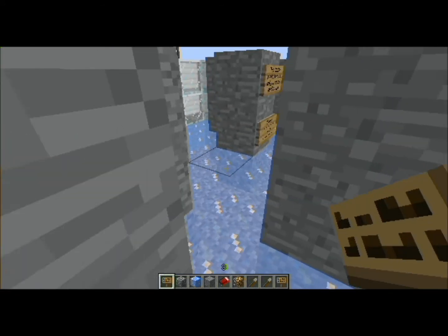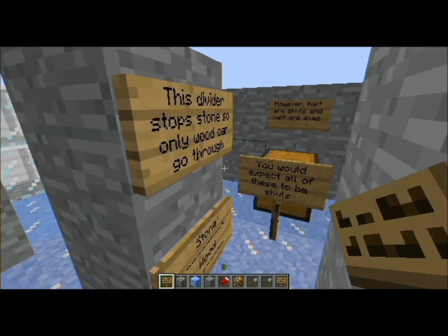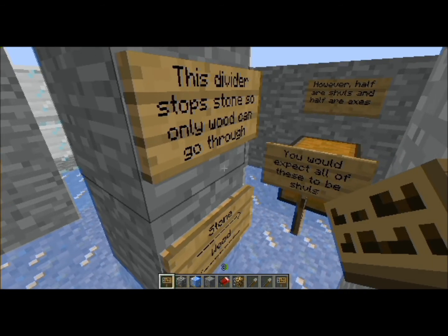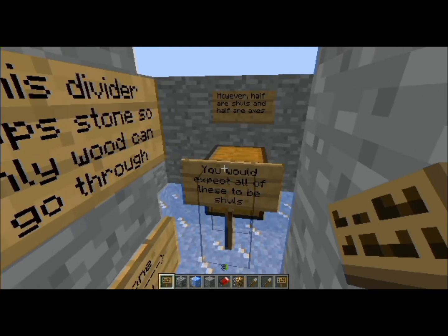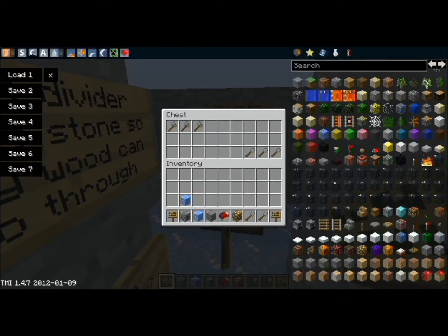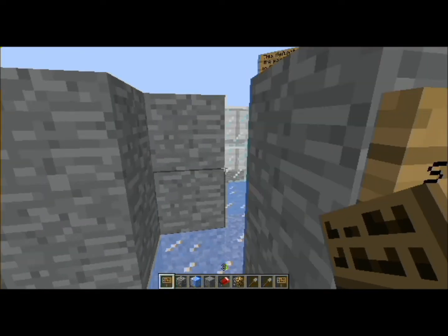I made it symmetrical. Now, when you get to this point, it gets all of the stone stuck in here and all the wood can go through. So the stone should be in there. But you would expect all these to be shovels. I mean, all the axes were already taken out, right? However, there are shovels and axes in there, as well as a reduced number since we keep cutting stuff in half and half.